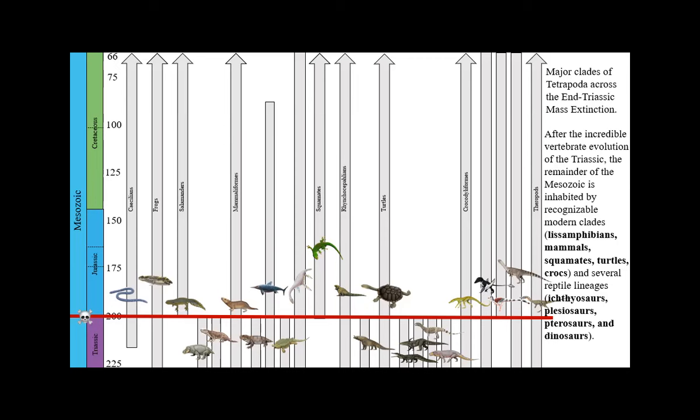That's really interesting. And so most of these clades radiate down here in the Jurassic somehow. You're going to see that for the next several weeks. And then basically all the rest of the time through the Cretaceous is them just diversifying more and more and more and more. It's really cool.